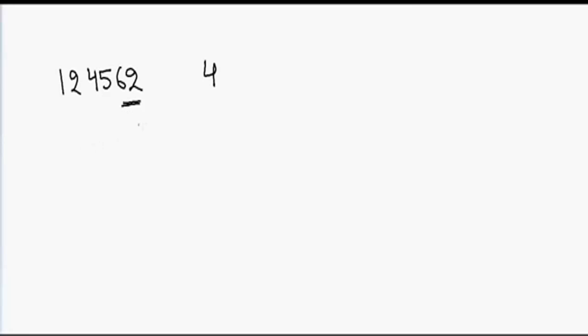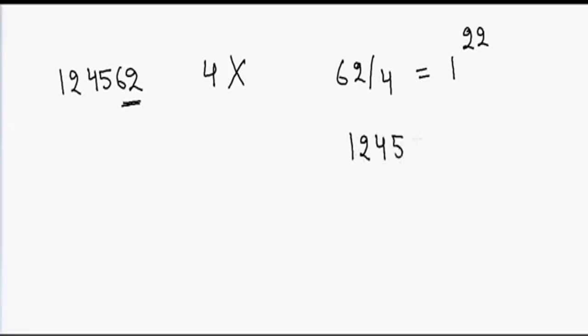So 62, if we try to divide 62 by 4, then I get 1, and then I have 22 left. So that is not evenly divided by 4. So this number cannot be evenly divided by 4. So how can I modify this number? If I add 2 more in the end, so I'll make 1, 2, 4, 5, 6, and make 4 here, then this number should be evenly divided by 4.